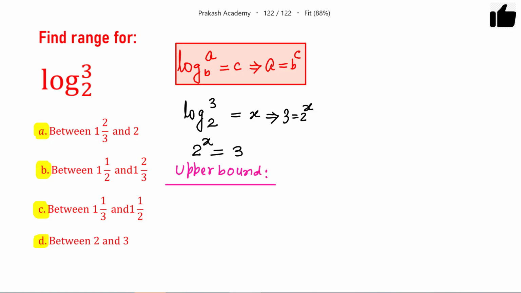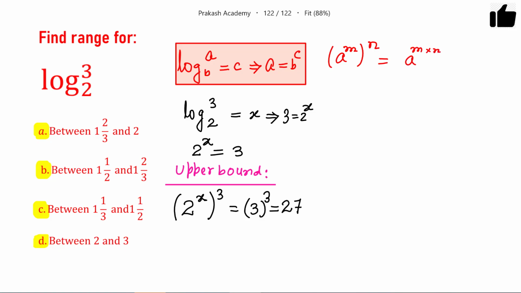Let us cube both sides. So we have 2 raised to the power x, raised to the power 3, and this is 3 raised to the power 3, that is 3 times 3 times 3, which is 27. Now I will use the rules of power: you may remember this rule, a raised to the power m, raised to the power n, can be written as a raised to the power m times n. That is, the exponents get multiplied. Using this rule, this becomes 2 raised to the power 3x, and this equals 27.